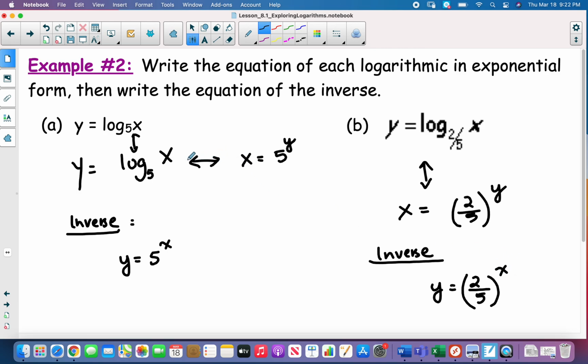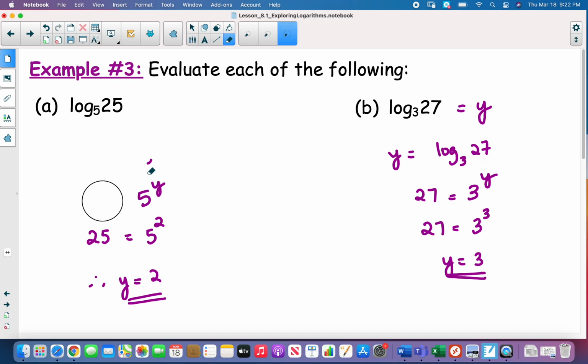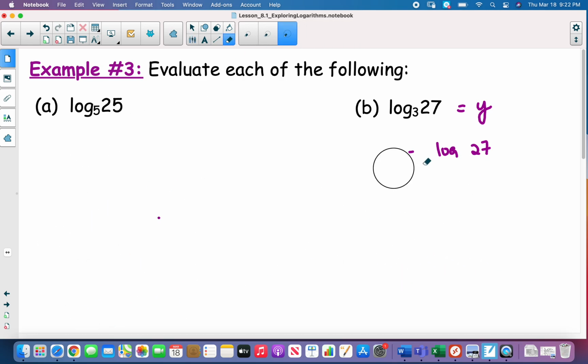Okay, so when I put these arrows like this, it means they both mean the same thing, but this is not the same as these because this is the inverse of these. We're going to now look at an example where we have to evaluate. I'm just going to take off this and start fresh.